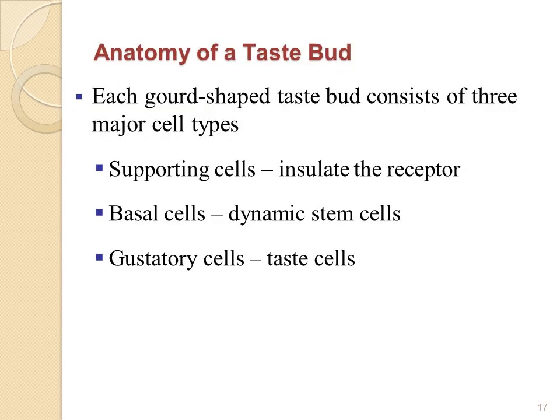Now each gourd-shaped taste bud consists of three major cell types. Supporting cells insulate the receptor, basal cells act as dynamic stem cells, while gustatory cells are responsible for taste.